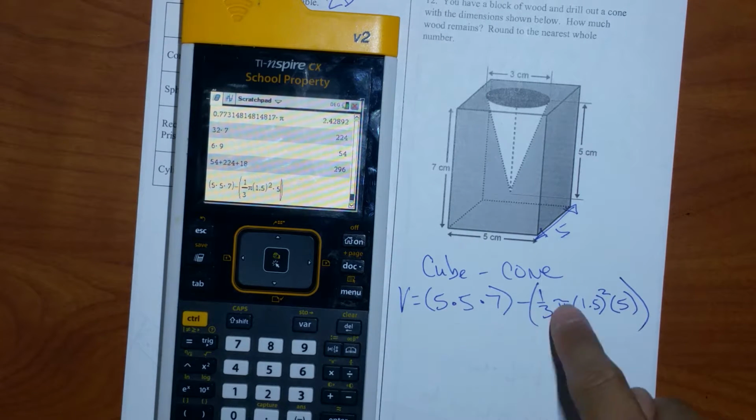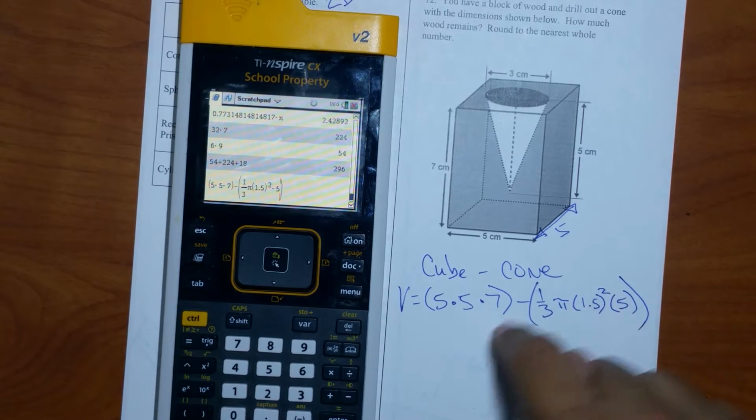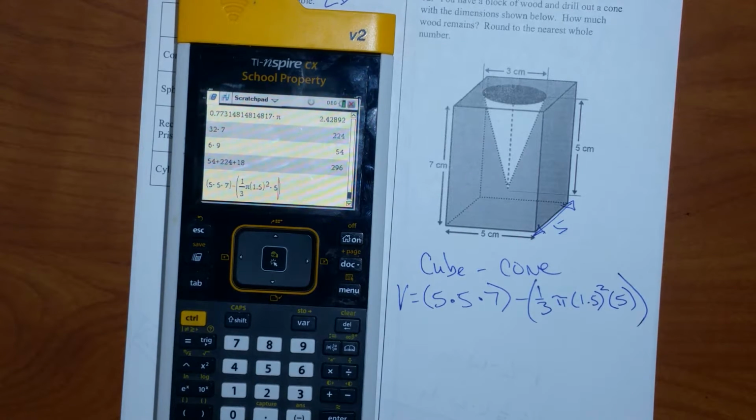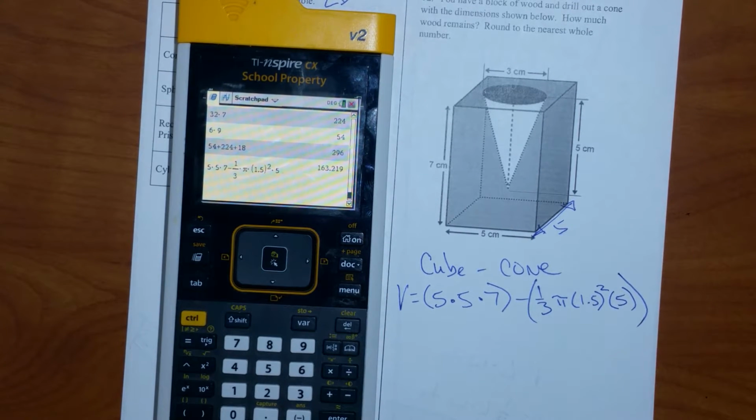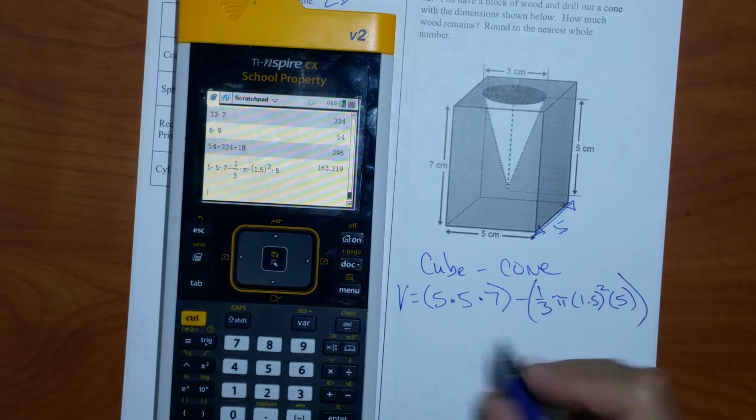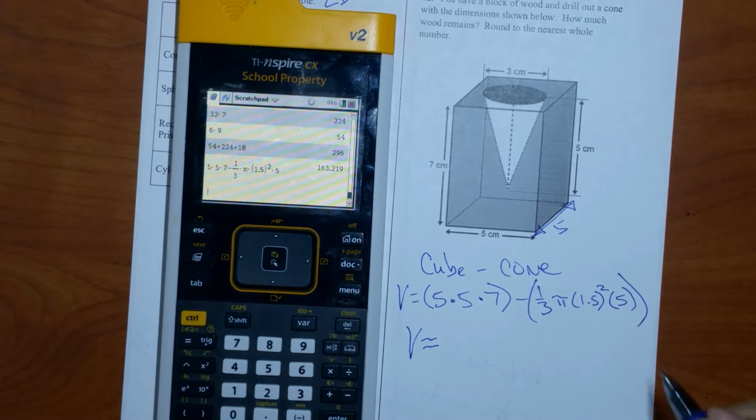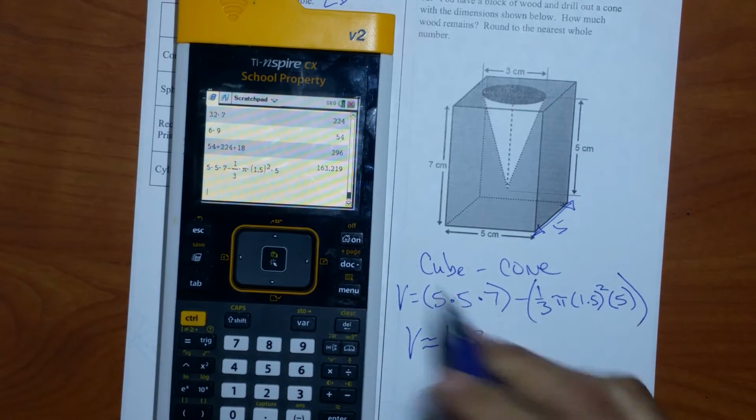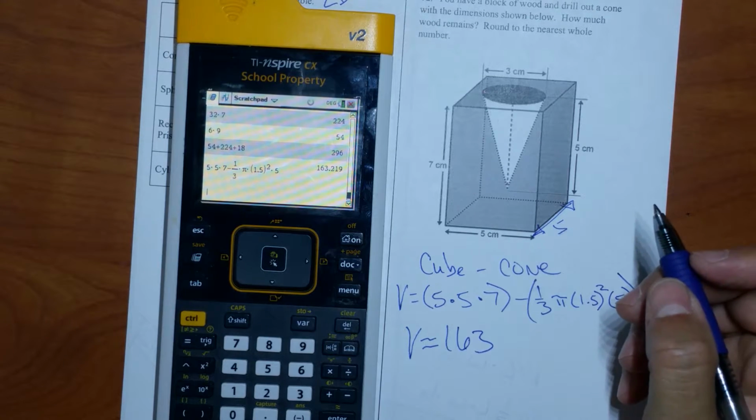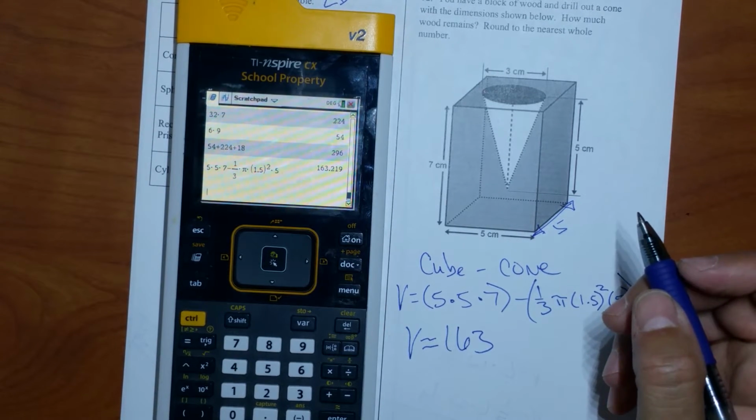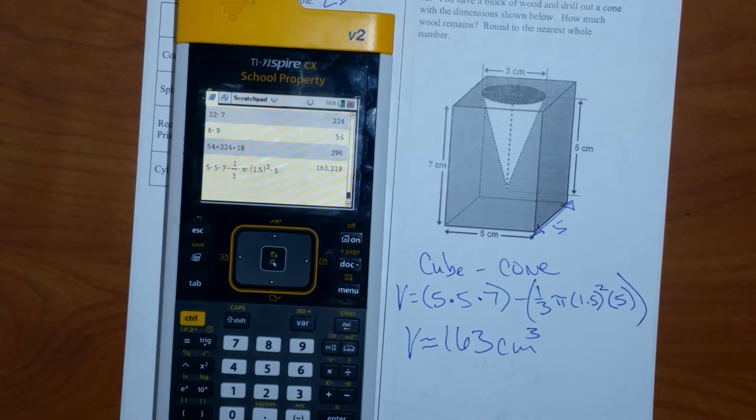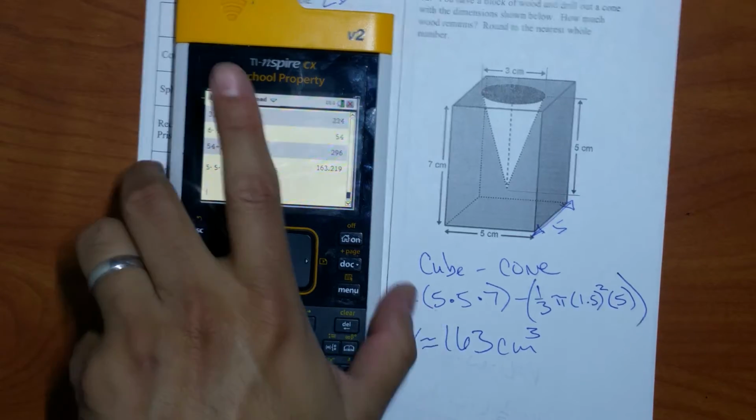Okay, so when you're doing this problem, especially on the test, if you don't write out your formula, you're not going to get partial points on that. So you have to write out your formula and show your work of what you're doing, okay? So, round to the whole number. What's my answer going to be? 163, because 2 is not going to make that one go up, right? So it's going to be 163 what? What are my units? Centimeters cubed. Thank you. Questions? No? Okay, let's move on.